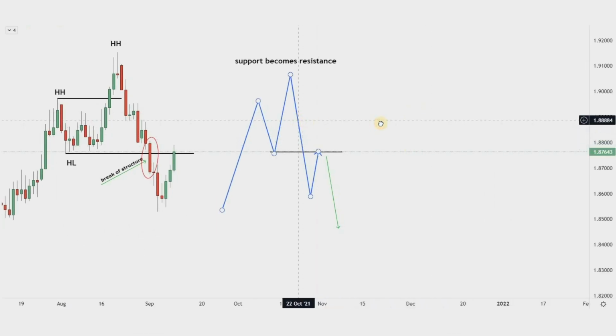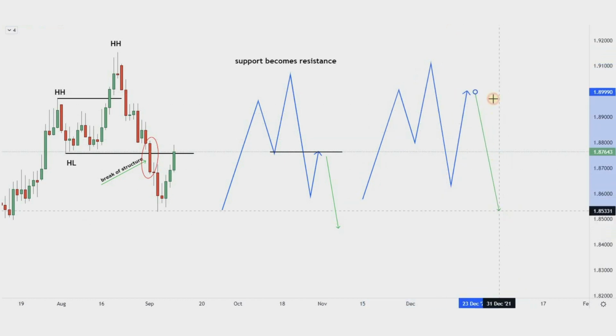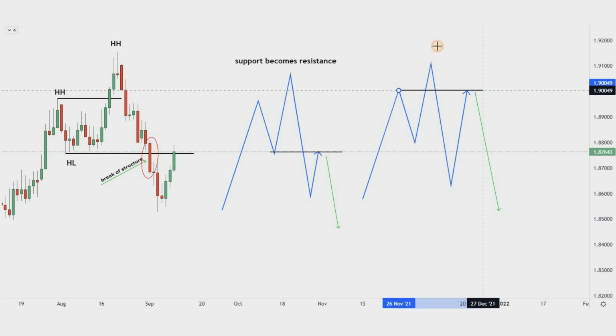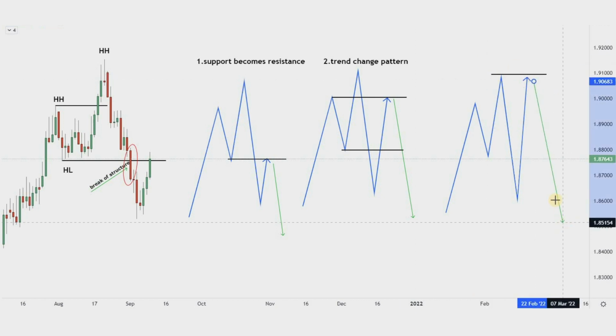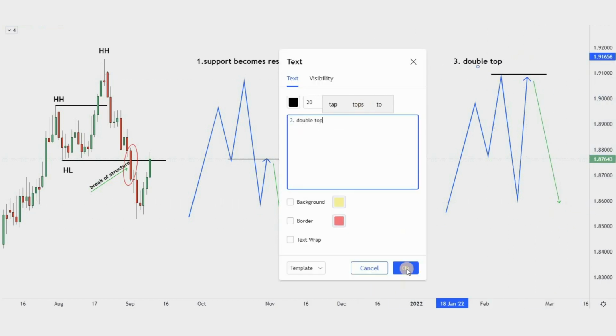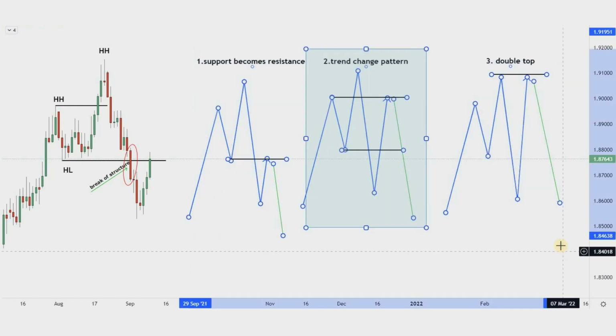In the second scenario, price continues to pull back further, around the second to last higher high level. This is a classic trend change pattern based on the Dow theory. In the third scenario, price pulls back 100%, creating in this way a double top pattern. Looking at the current market structure, the Dow theory trend change has more probability to happen.